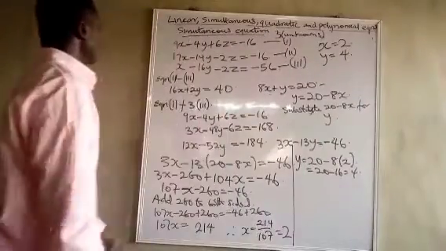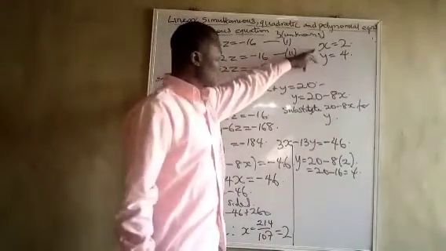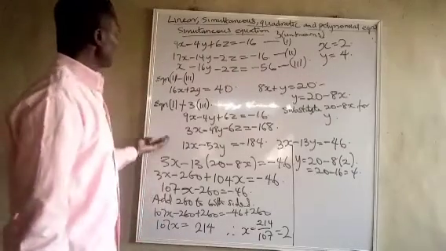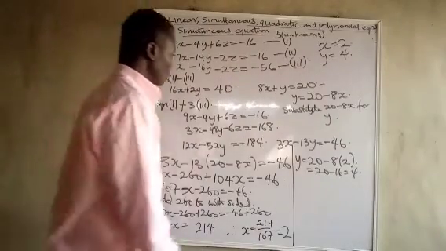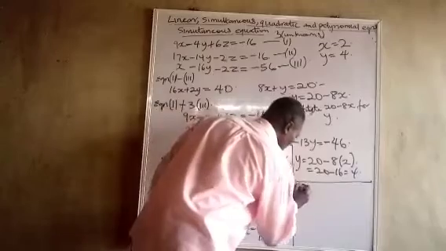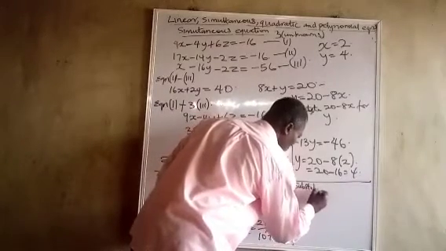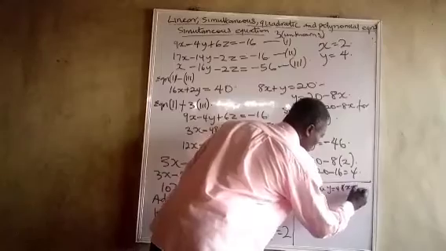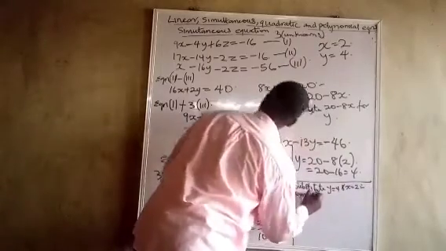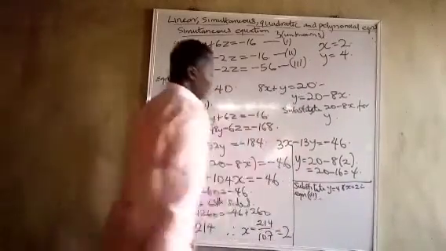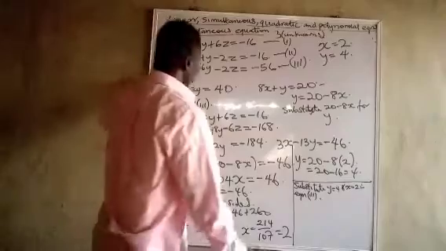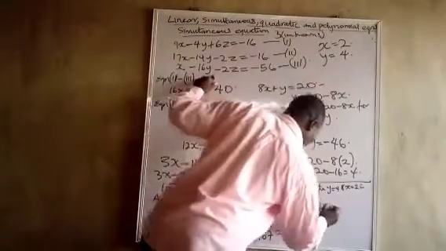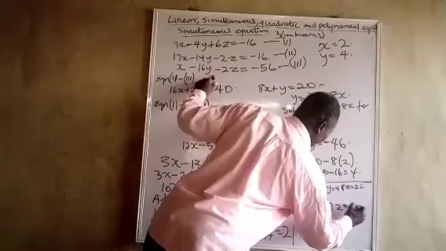Now to get z, let us substitute x equals 2 and y equals 4 in any of these equations. And let me pick equation 3. So substitute y equals 4 and x equals 2 into equation 3. Very straightforward, you can see. So we have this one to be 2 minus 16 into 4 minus 2z is equal to minus 56.